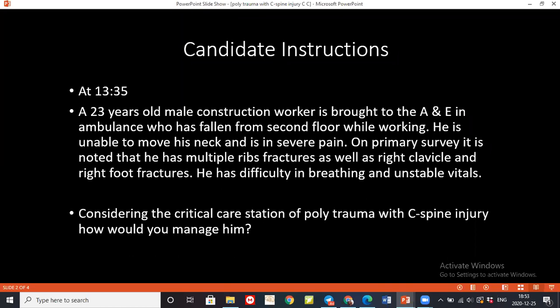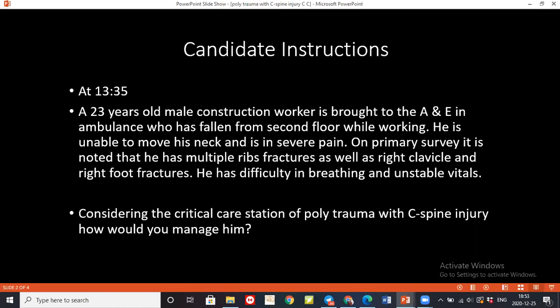We can divide the classes on the basis of the percentage and amount of volume of blood that has been lost. Class 1 is less than 15%, class 2 is 15 to 30%, class 3 is 30 to 40%, and class 4 is greater than 40%. Talking about volume, that would be less than 750 ml in class 1, 750 to 1500 in class 2, 1500 to 2 liters in class 3, and greater than 2 liters in class 4.